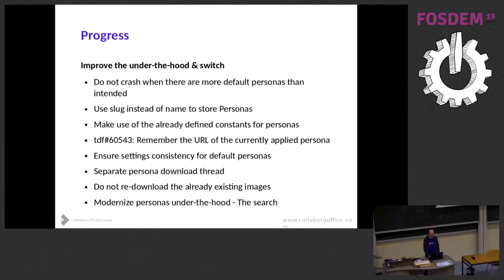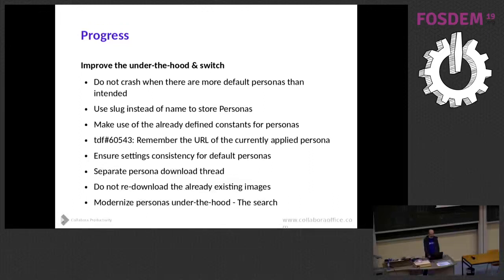Then we started using slugs. Slug is a unique name for each persona to store personas. Before, each persona was being recorded with their display name, and it wasn't unique. Then we started using already defined constants for personas. Then put some code to remember the URL of the applied persona, because when you apply a persona, you had only the images of the persona, no other information about the persona. You can't go back where it was. You can't tell the user where it comes from or what its name is.